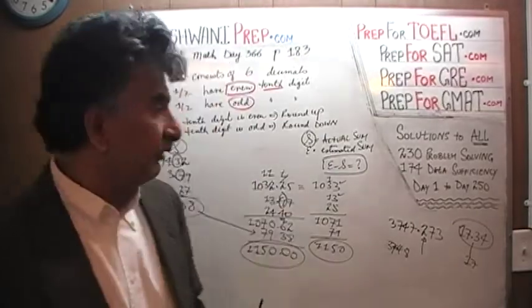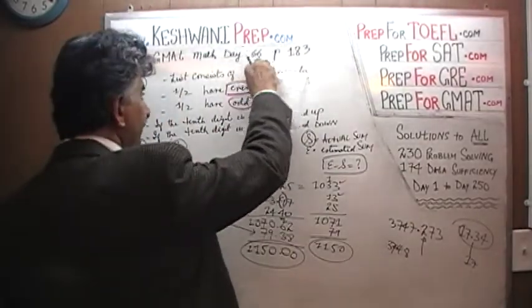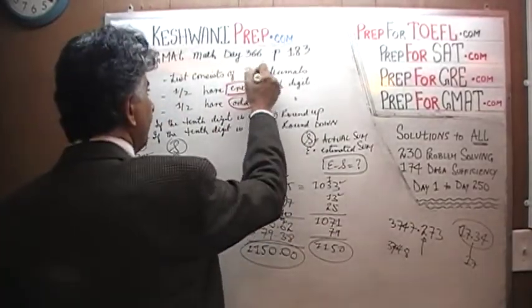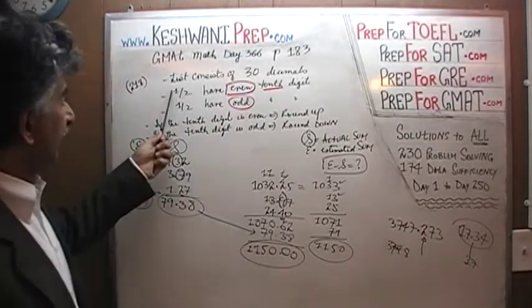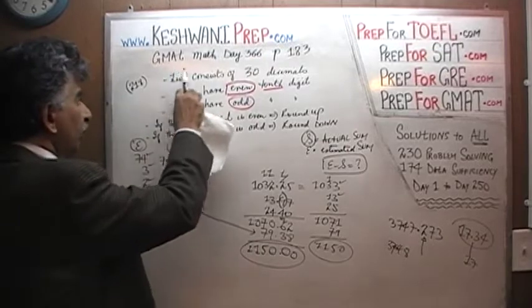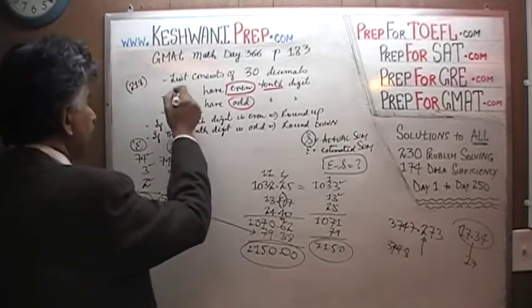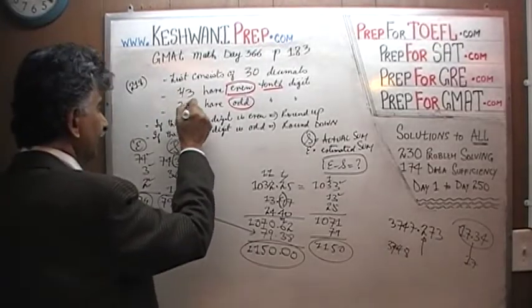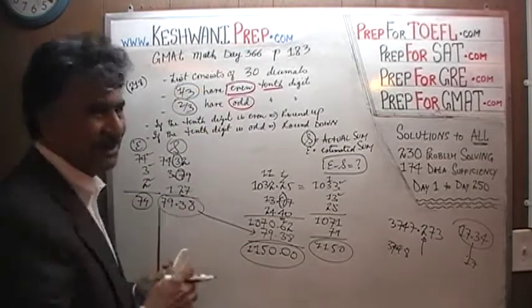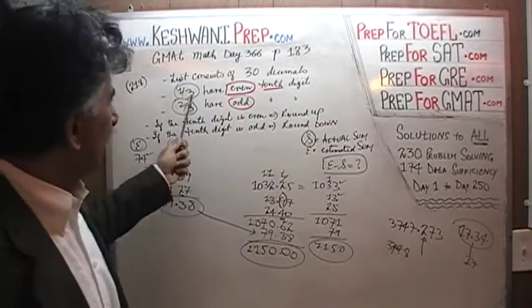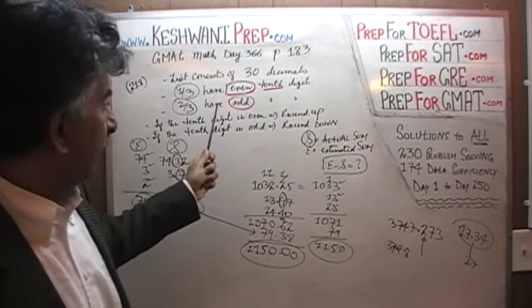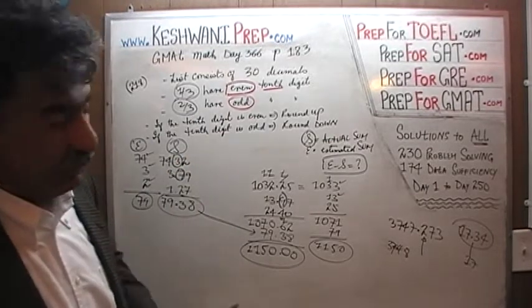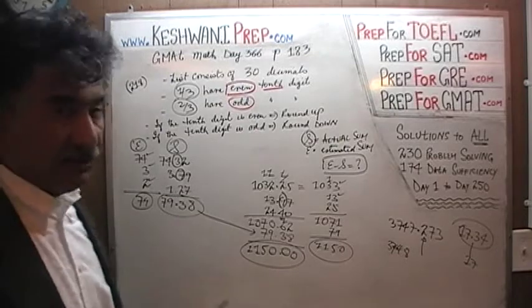The very first complication is that instead of six decimals, we have to deal with 30 decimals. Another complication is that they do not give us half and half. They make it a little bit more challenging by telling us that this is 1/3 and 2/3. I shouldn't use the word challenging. Actually, it's not a big deal. 1/3 of them have an even tenth digit and 2/3 have an odd tenth digit, even though they do not say that. Everything else stays the same.